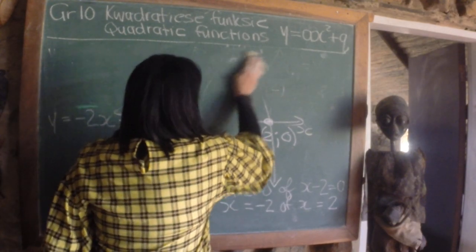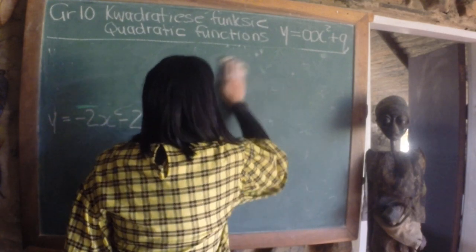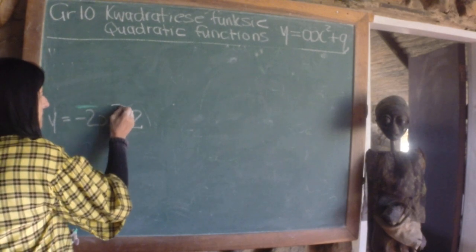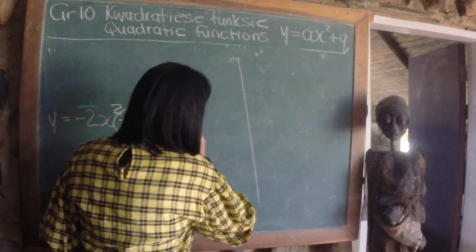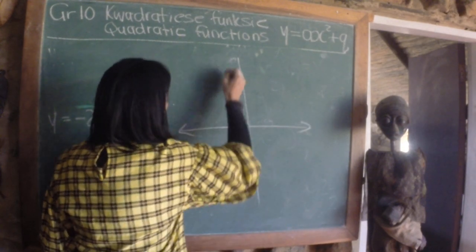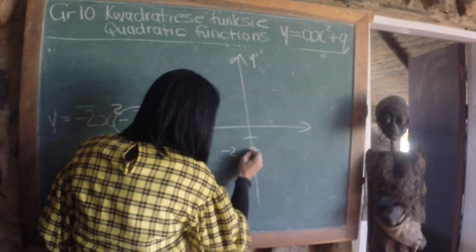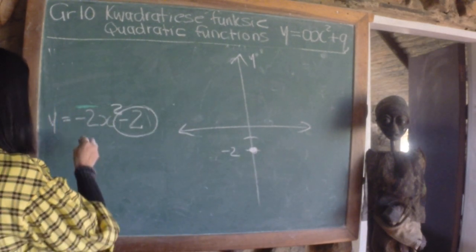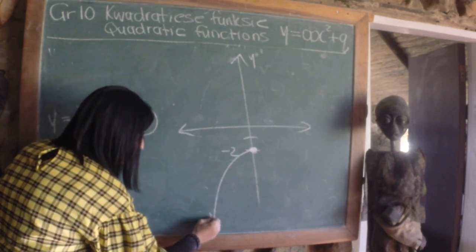Okay, the last one, I start with my turning point. Ek begin met my draaipunt. Kom ons gaan kyk na ons draaipunt. Ons draaipunt is by die y-as by -2. Daarso, sy. Kyk, ons gaan nou na ons a-waarde. The a-value tells us it's a sad face.